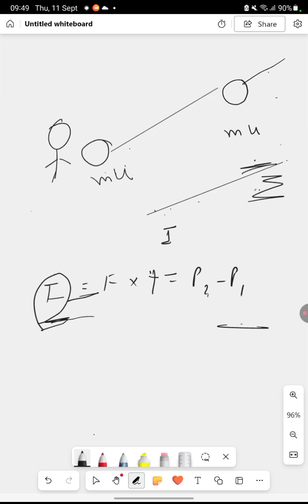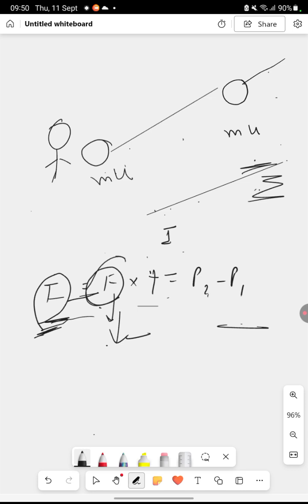So to protect the hands from injury, what should we do? If we decrease this force, then the hands can be protected from injury. Impulse is constant, and we have to decrease this force. Then what can we do here? If we increase this time, then the force can be decreased and the hands can be protected from injury.